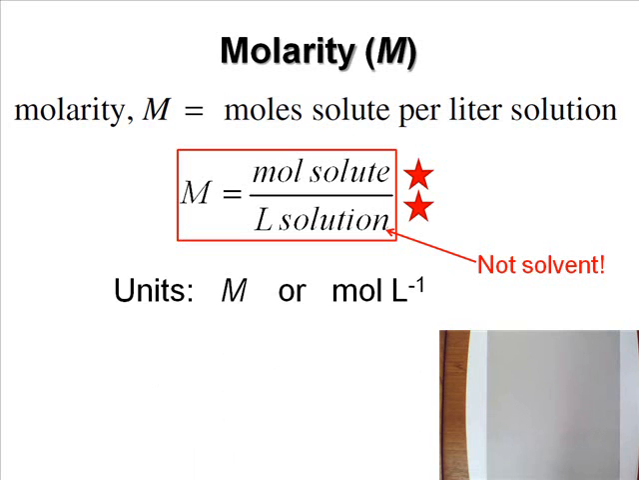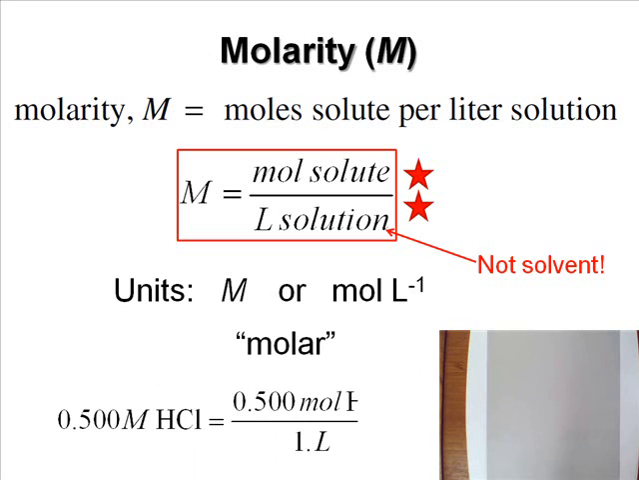Capital M is the symbol for the molarity, or it's moles per liter to the -1, although simply M is the most common. So here's an example. If I have 0.5 molar HCl, what that means is you have 0.5 moles of HCl in 1 liter, which is the same as 0.5 moles of HCl in 1,000 milliliters.